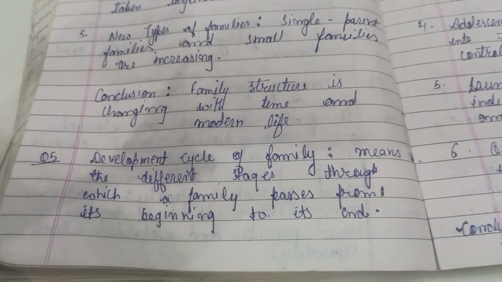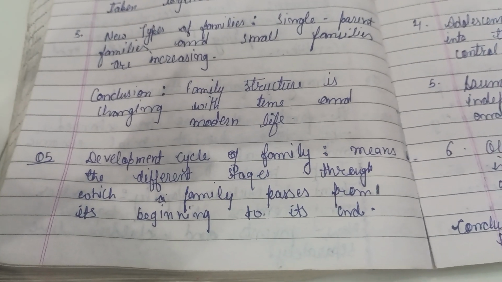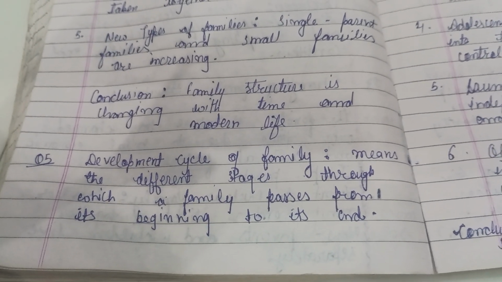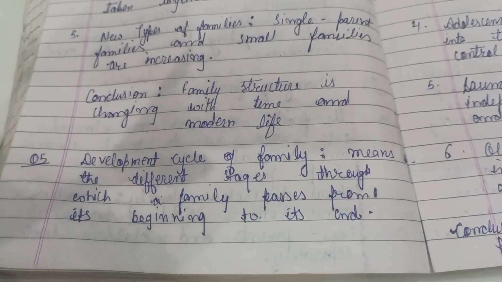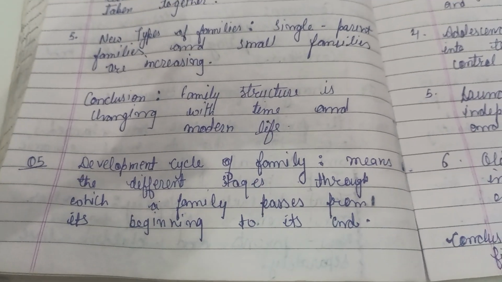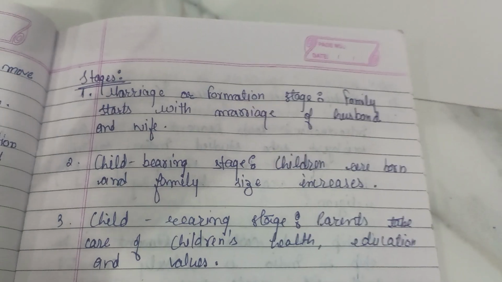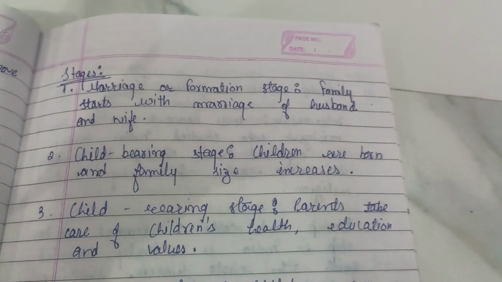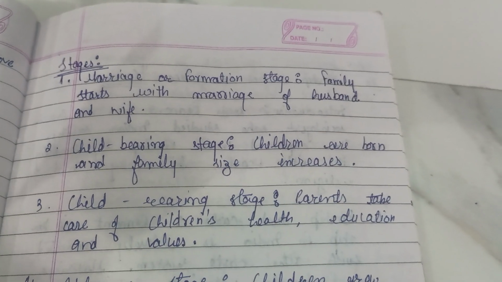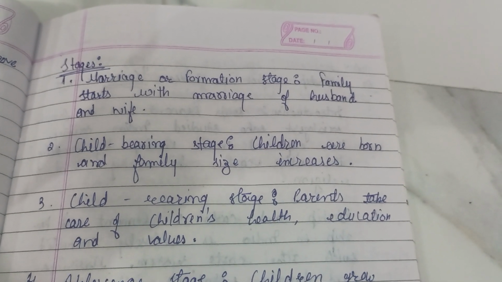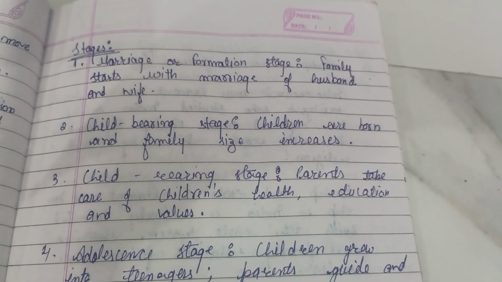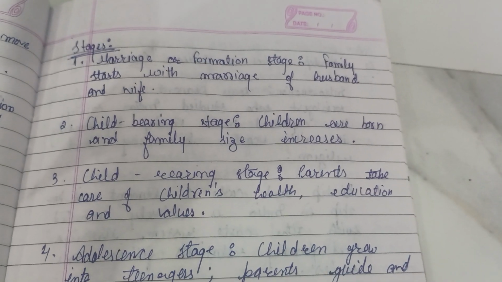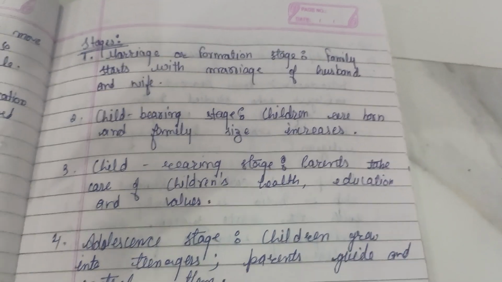Fifth question है. Development cycle of family. Development cycle of family means the different stages through which a family passes from its beginning to its end. Stages. Marriage or formation stage. Family starts with marriage of husband and wife. Child bearing stage. Children are born and family size increases.